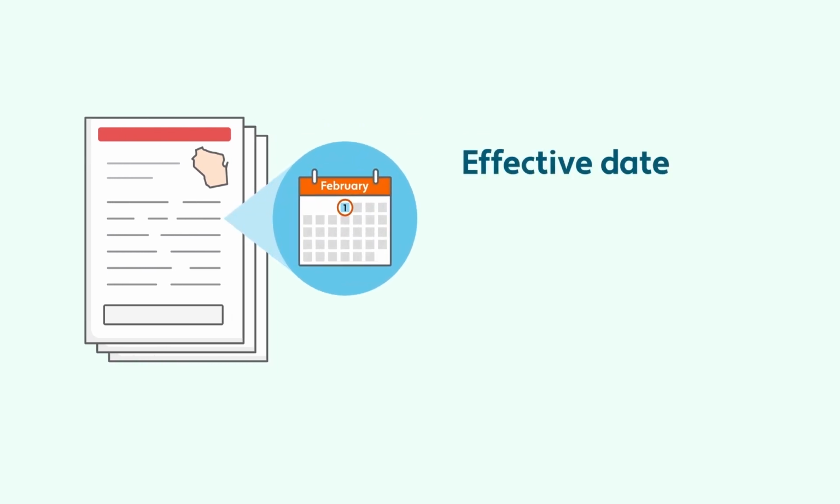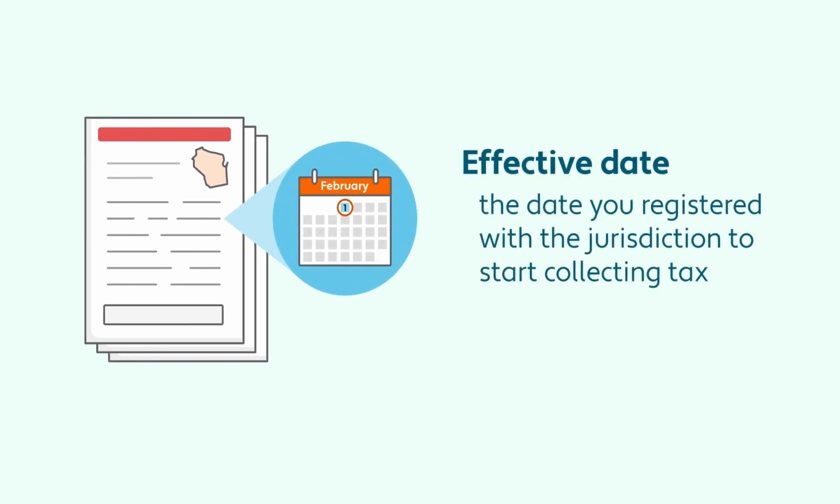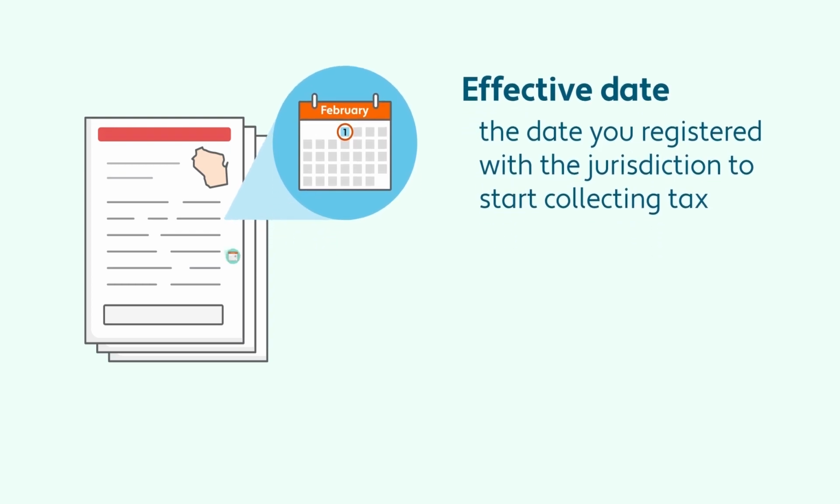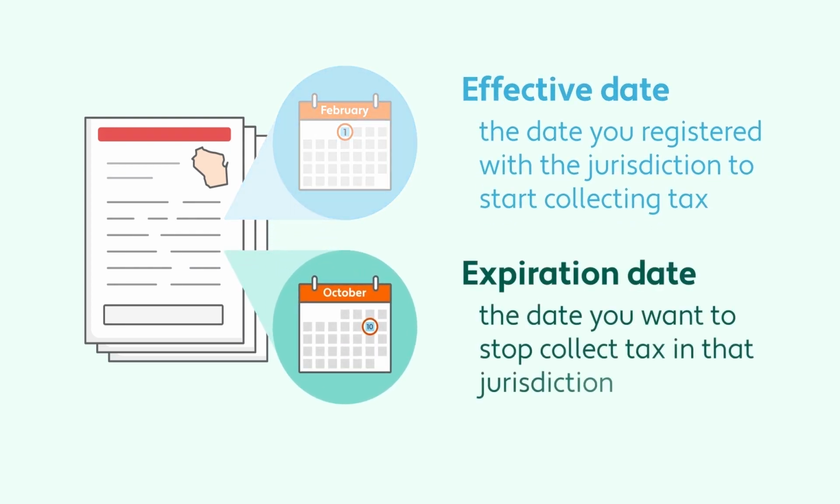When you register to collect and pay tax in a jurisdiction, you need to refer to your paperwork to find the effective date, the date you registered with the jurisdiction to start collecting tax, and the expiration date, the date you want to stop collecting tax in the jurisdiction.